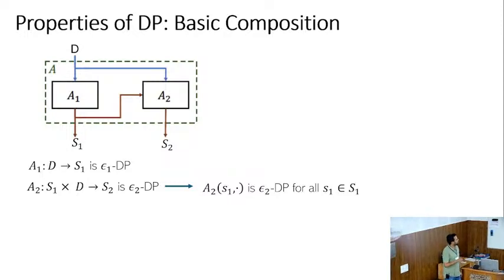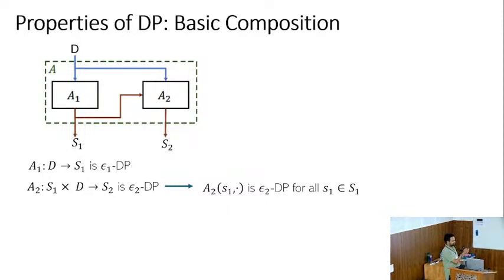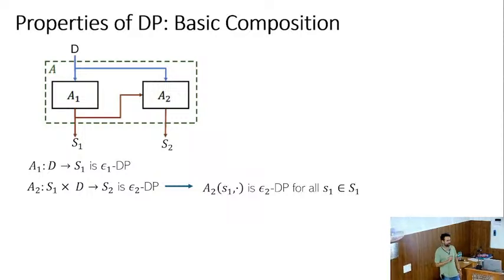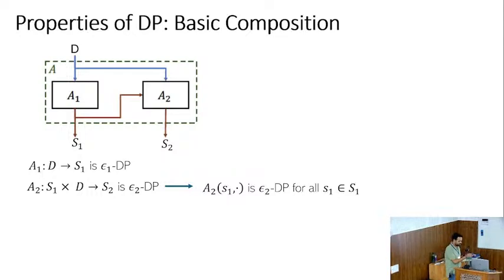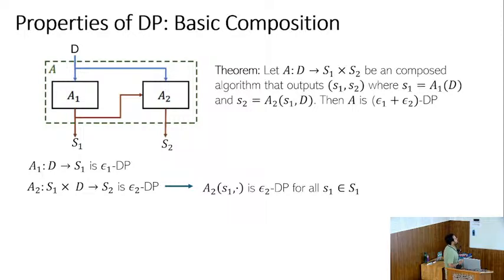So take any output of algorithm A1, pass it to A2. Still A2 will be epsilon 2 DP for all such outputs. This is what we are assuming now. So A1 is epsilon 1 DP, A2 is epsilon 2 DP. Then what will happen if we compose these two algorithms A1 and A2, right?